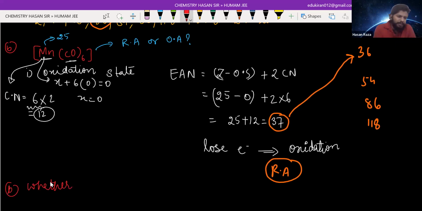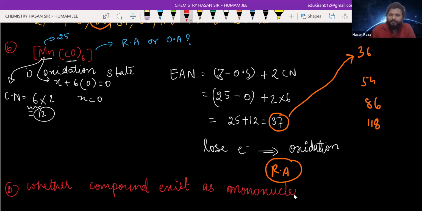The next application is whether a compound exists as mononuclear, that means one central atom, or polynuclear, that means more than one central atom. This is the next application. Please do write this up to this.